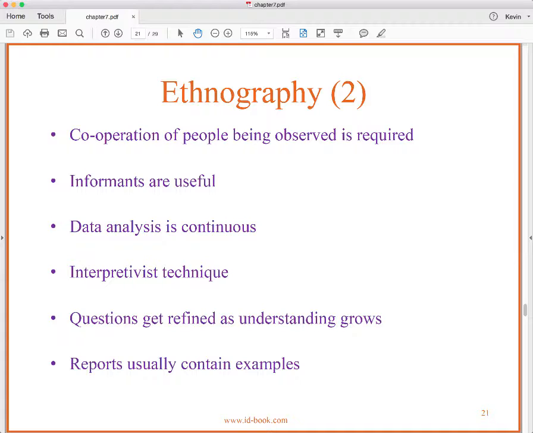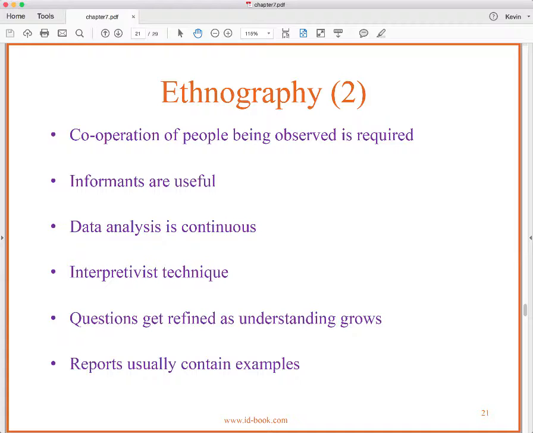So in ethnography, the cooperation of the people being observed is required. This isn't a situation where we're going to observe while being unobserved ourselves. Informants are useful. We're going to want to interact with the people. We're going to want to ask them what's going on. We're going to ask them, for instance, about something that we observed and we have some ideas about. Maybe we'll tell them what we think they saw and ask them if they saw the same thing.